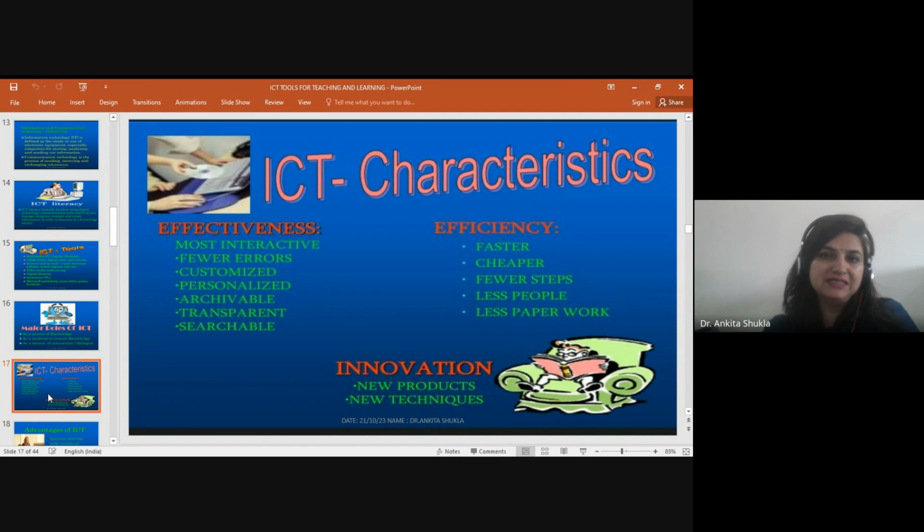There are ICT characteristics: effectiveness, efficiency, innovation, more interactive, fewer errors, customized, personalized, archivable, transparent, searchable. Faster efficiency: cheaper, fewer steps, less people, and less paperwork. Innovation: new products, new techniques, new technologies.